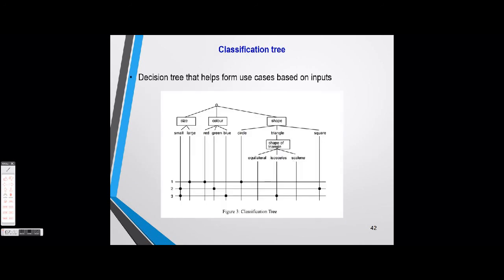And then a classification tree is a diagram that, based off your use cases, helps you form how many tests you should make, what type of tests you should make, what you should be testing, your inputs, all that. And it's just based off your inputs. So if you have to put in size, color, and shape, you might have a certain number of inputs based off how many different shapes or colors you accept and all that. So I think that's all.